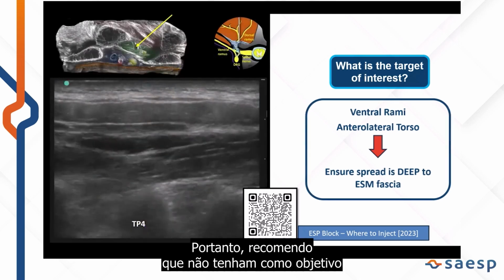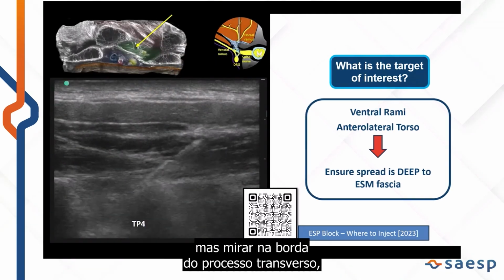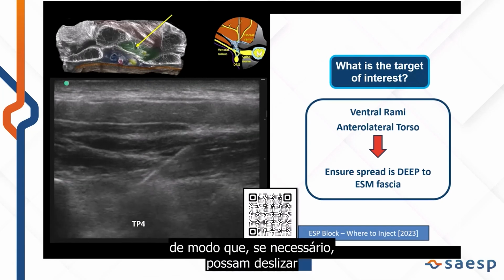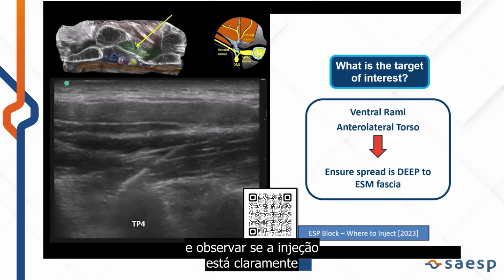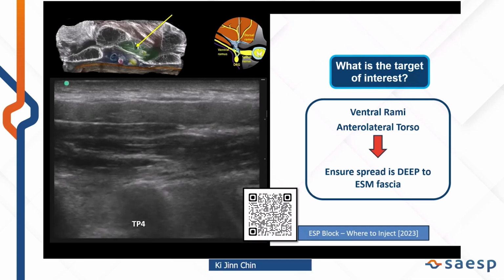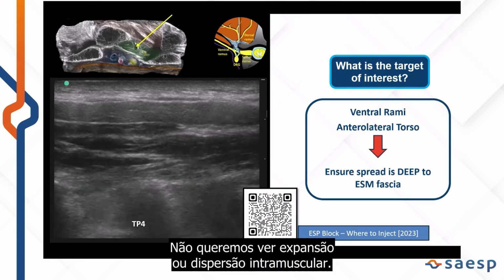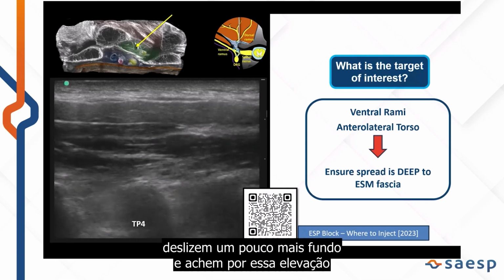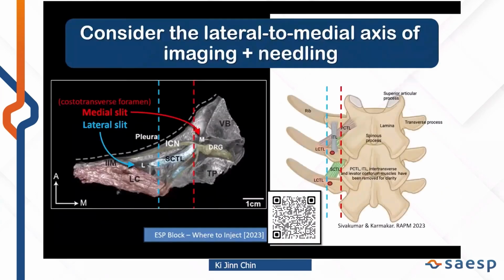I therefore now recommend that you should not aim to land squarely on the transverse process, but rather to target the edge of the transverse process, so that if necessary, you can slide a little deeper off it and look to see that injection is clearly occurring under the erector spinae muscle rather than within it. We do not want to see intramuscular spread or expansion. And if you do, that is a cue, as I've said, to slide that little bit deeper and look for this clear lifting of the muscle, as you see here.